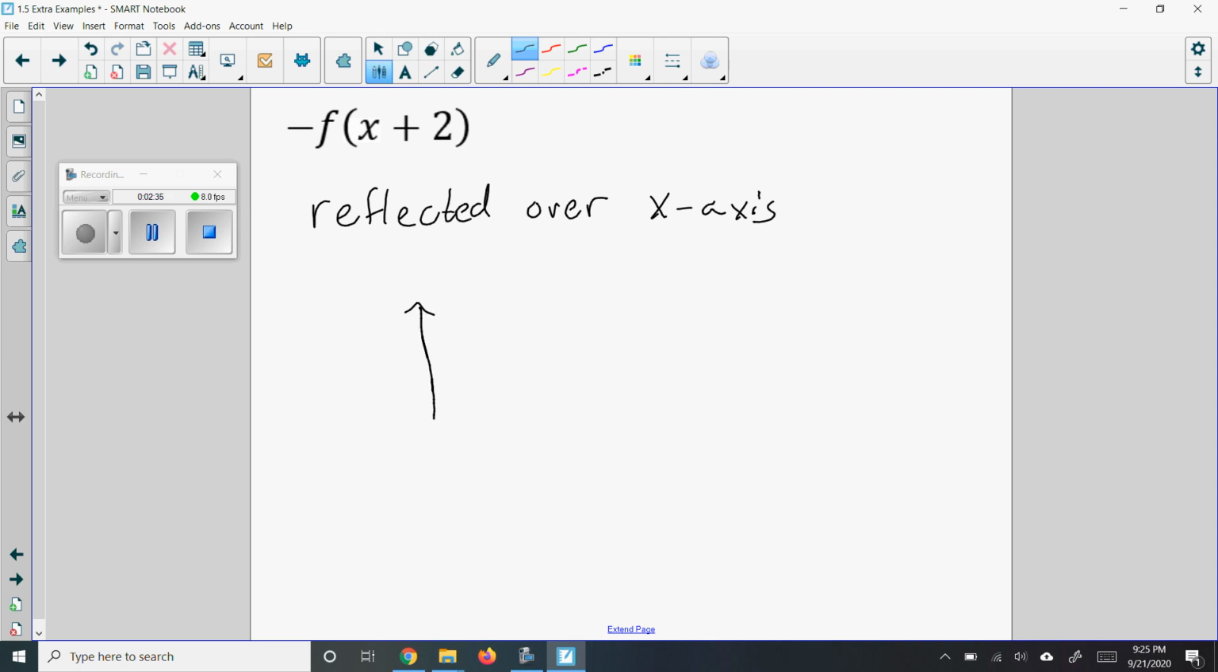Well, if we have a graph and I have a point, if I want to affect the y values, I'm going to move it down here. If this is the point (x, y), then this is the point (x, -y). Okay, the y value is the only thing that changed, and this has been reflected over the x-axis.